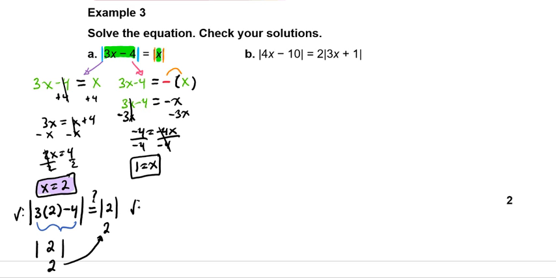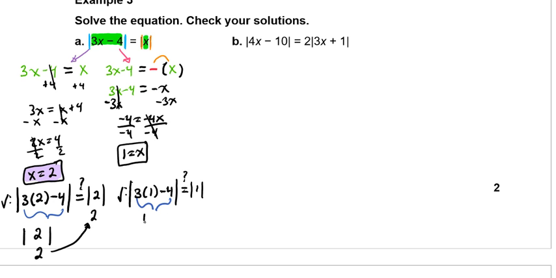And let's check our second answer. So the absolute value of 3 times 1 minus 4. And we want to know, does that equal the absolute value of 1? So again, we're going to work out our 3 times 1 minus 4, and that's going to give us the absolute value of negative 1. The absolute value of negative 1 is 1, and the absolute value of 1 is 1. When we compare those, we see that they match, which tells us that x equals 1 is also a solution. So let's do one more problem.